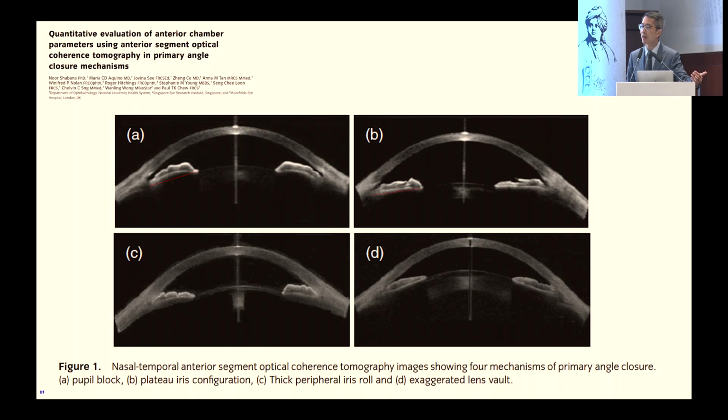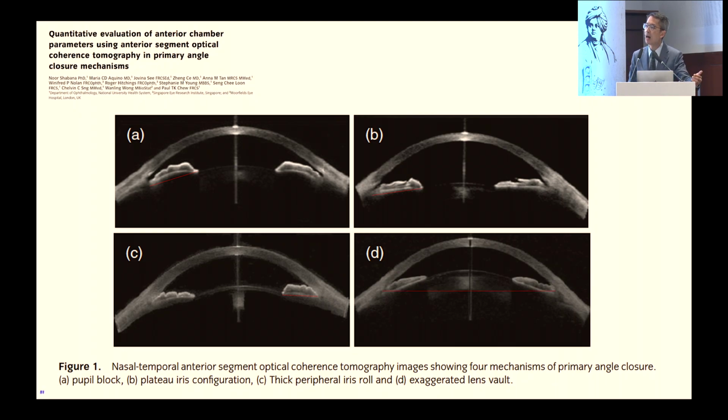But there are other mechanisms where the iris profile is a lot flatter. You can see over here in B and C. And these are typically plateau iris or thick peripheral iris. And these are mechanisms where the iridotomy may not address them. And I will show you examples of how just doing laser iridotomy for all of these patients with primary angle closure does not address and eliminate the mechanism of angle closure.